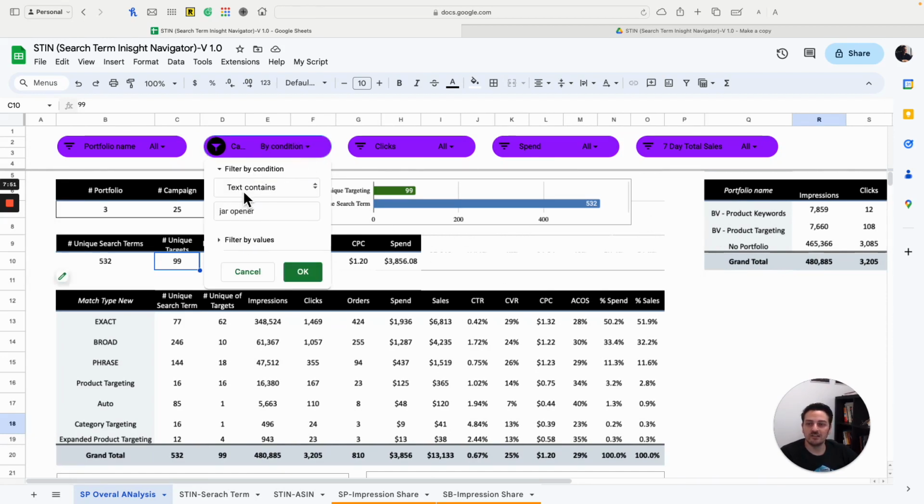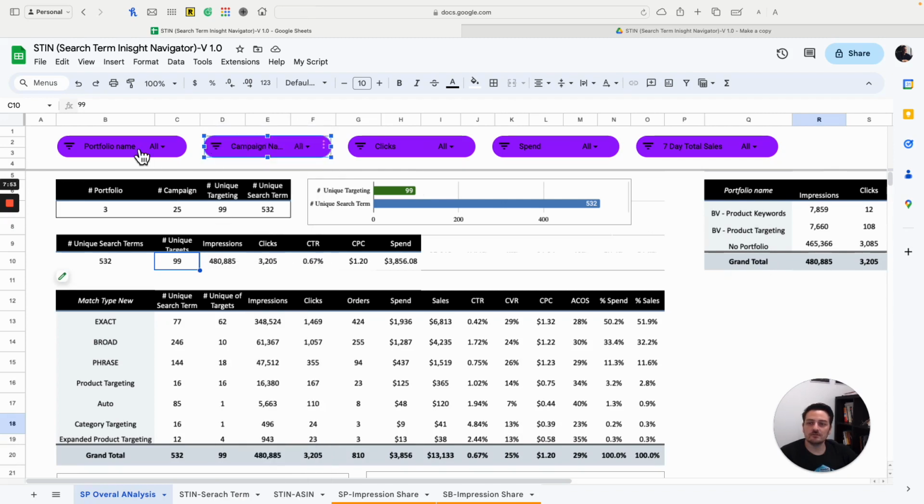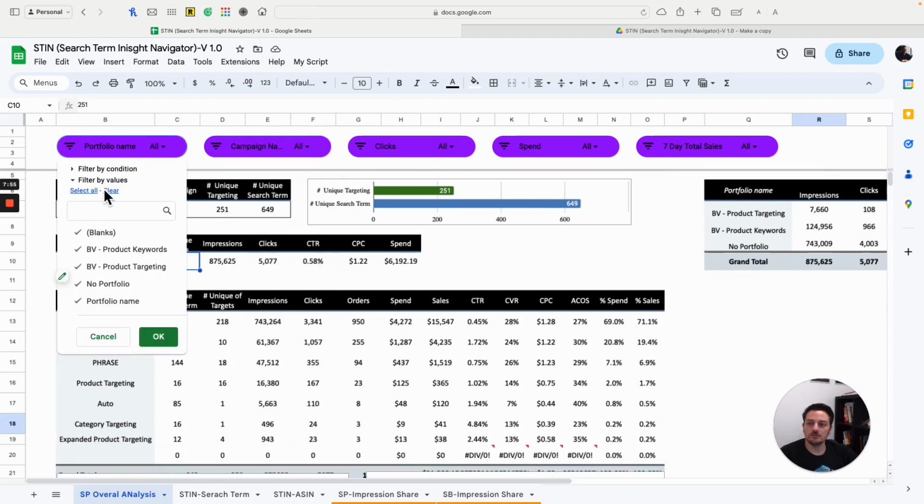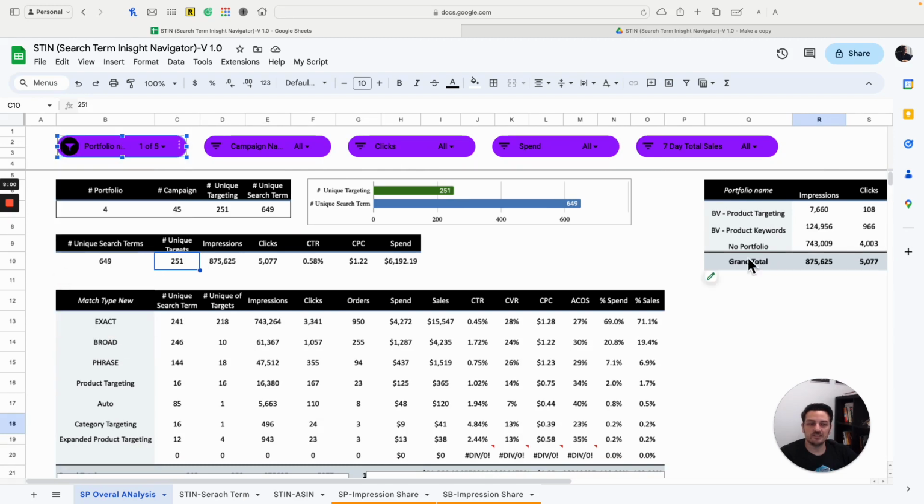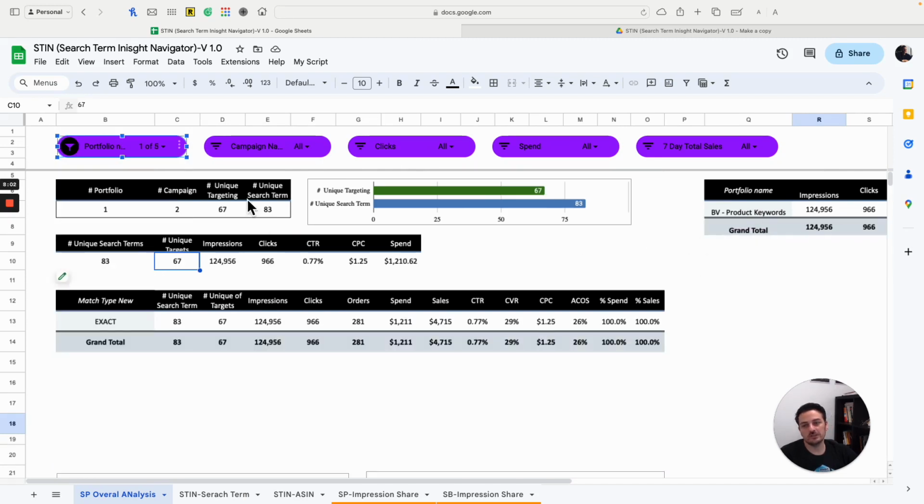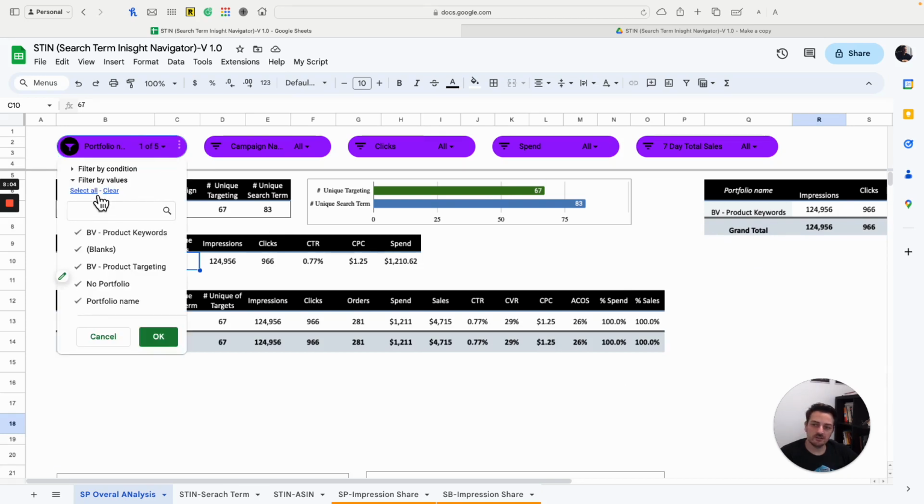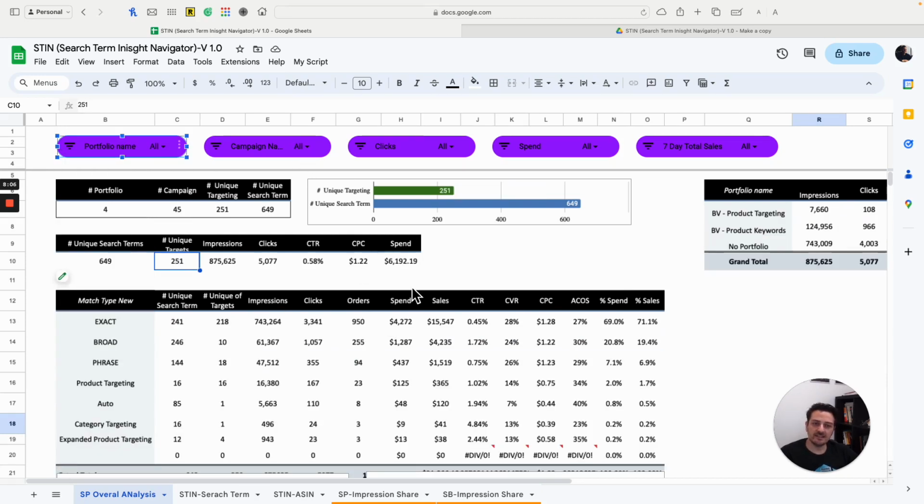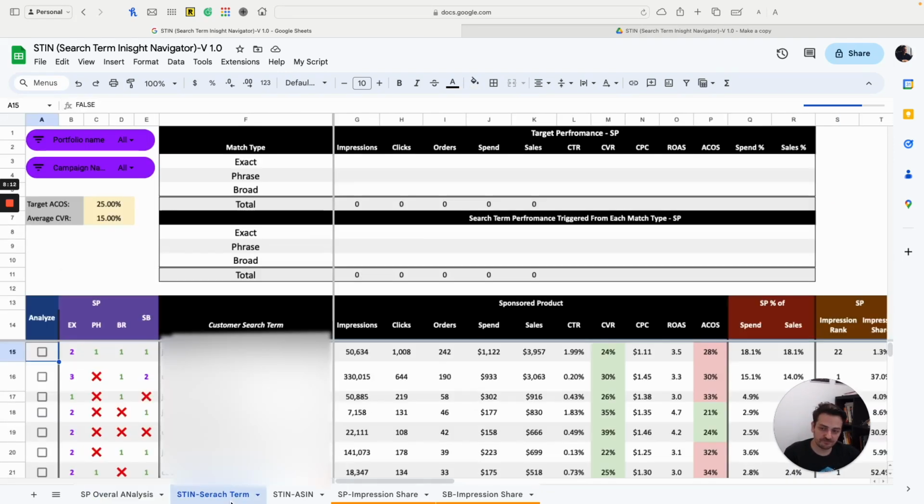But if I remove this and go to just one portfolio, you will see that now we have one portfolio here, right? Because we are filtering there. So, okay, that is about that. Just giving you an overview, but the game starts from the search term. So this is really amazing, what you are able to see here.